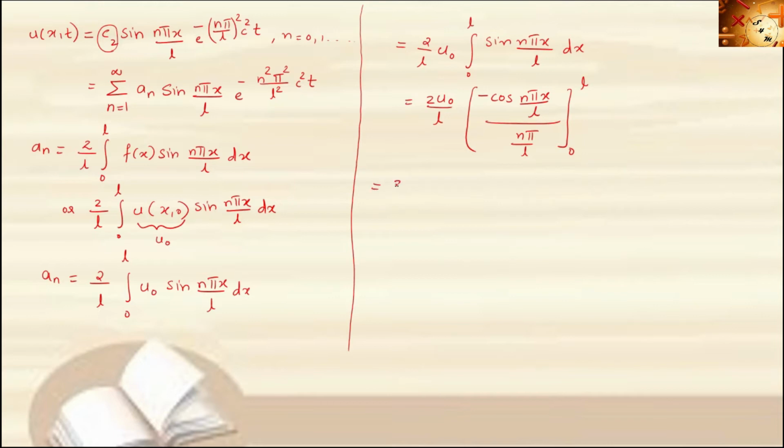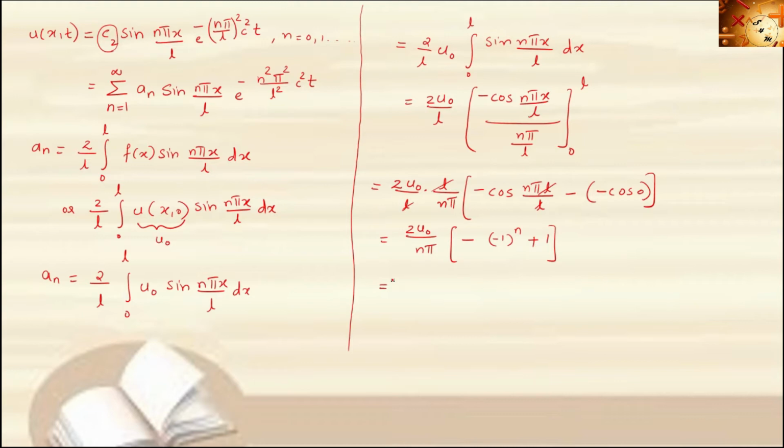So giving the limits, 2 u naught divided by L into L by n pi. Then if we are giving the upper limit, that is minus cos n pi L divided by L, minus cos 0. Okay, so here L cancelled, that is 2 u naught divided by n pi. Then this is minus, here L cancel, cos n pi is minus 1 whole power n, then minus plus, that is 1. So this is equal to, here we can give n an even value and n odd values.